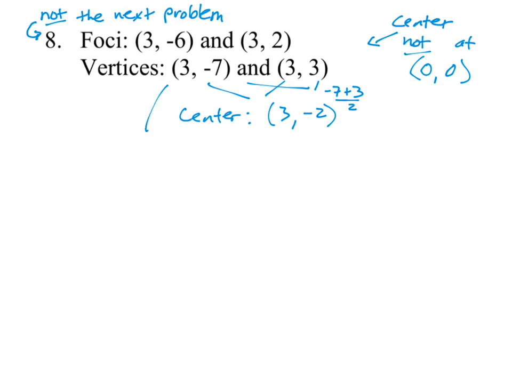Okay, so you have your center. You can find your A value, which is how far it is between 3, negative 2 and 3, 3, or 3, negative 7. That comes out to be 5.